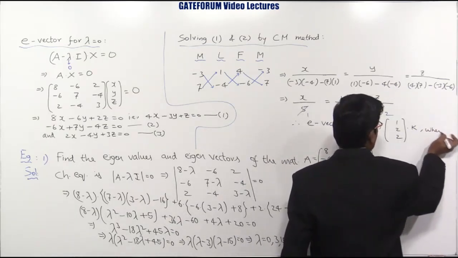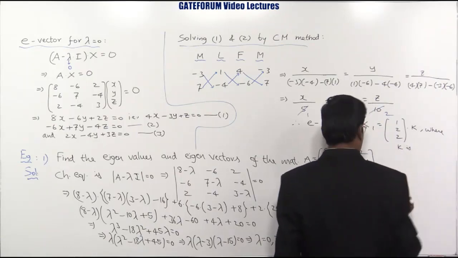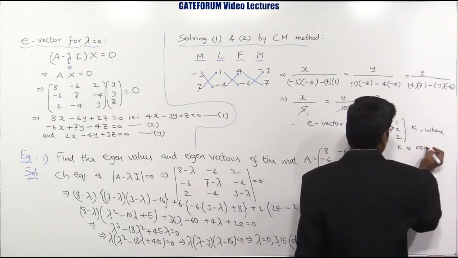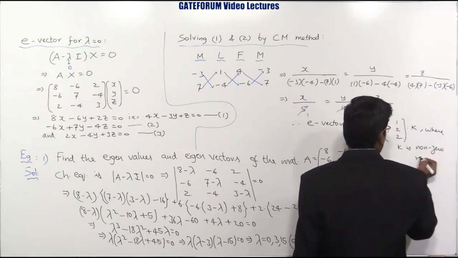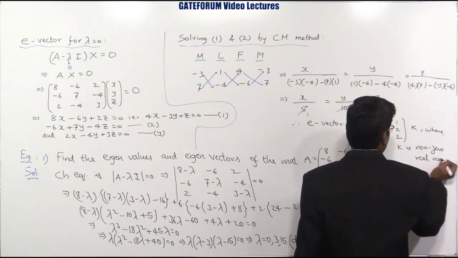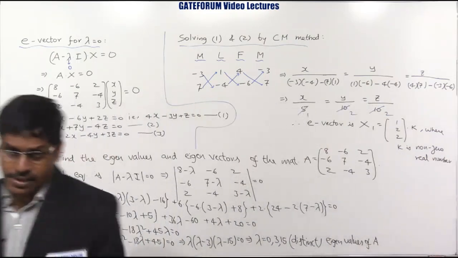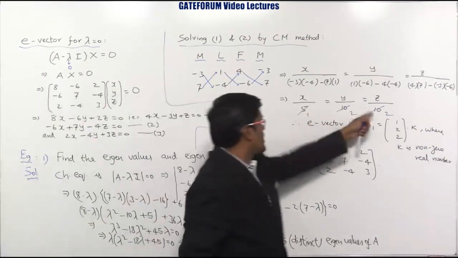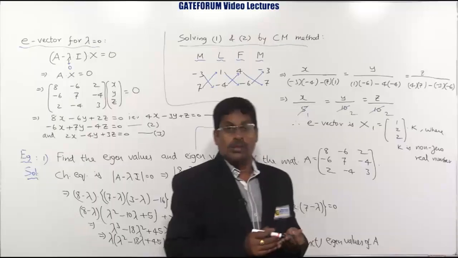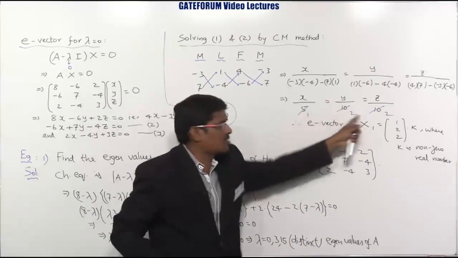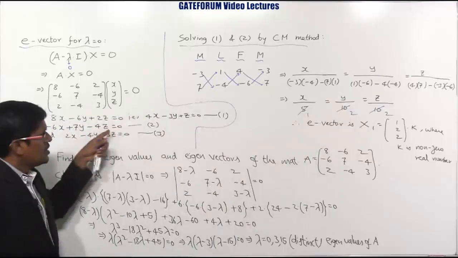Where k is a non-zero real number. So why did I write it like that? Though we got what looks like a unique value, these xyz values 1, 2, 2 satisfy these 3 equations.